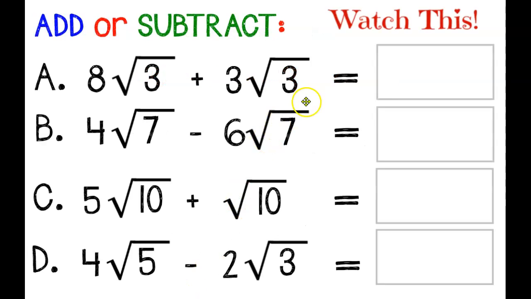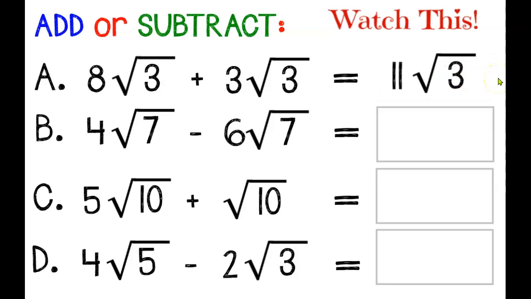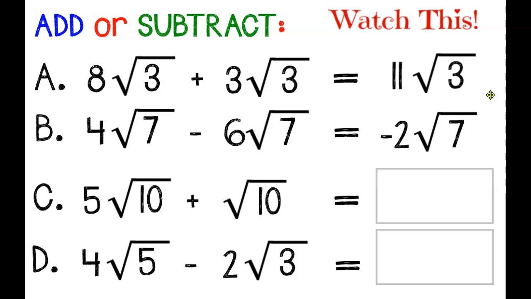Alright, I think you're ready to practice a few with me. Watch this, and then you'll try some on your own. 8 square roots of 3 plus 3 square roots of 3. Add the coefficients only. 11 square roots of 3. Remember, the radicand stays the same. Now this one is a subtraction problem. 4 square roots of 7 minus 6 square roots of 7. That gives us negative 2 square roots of 7.